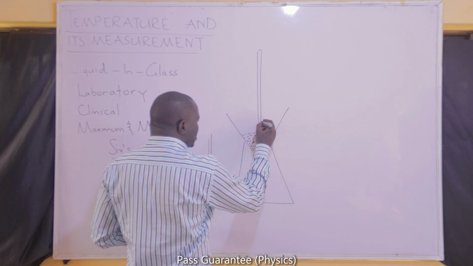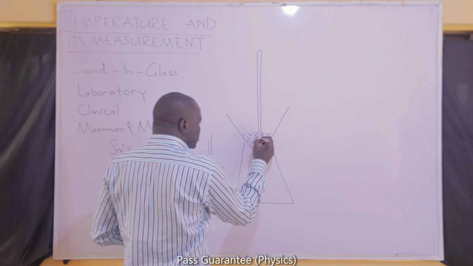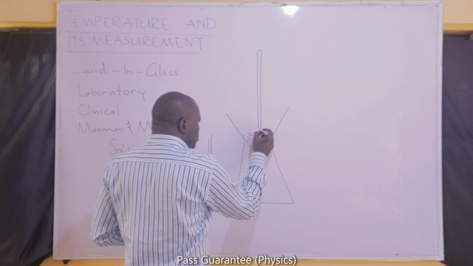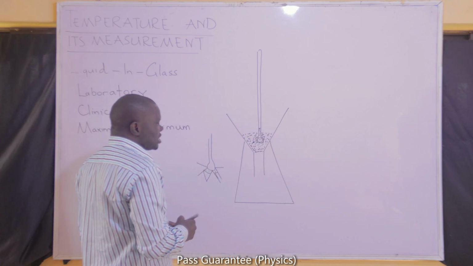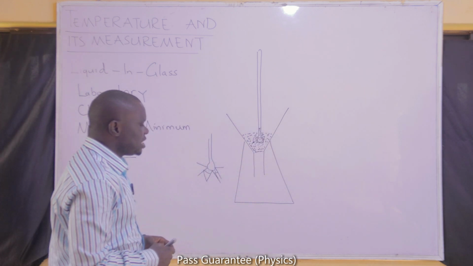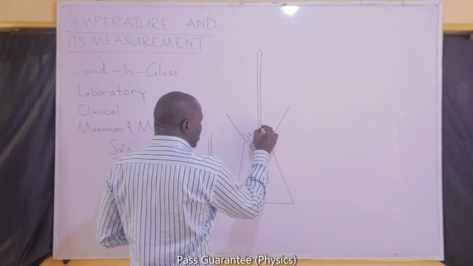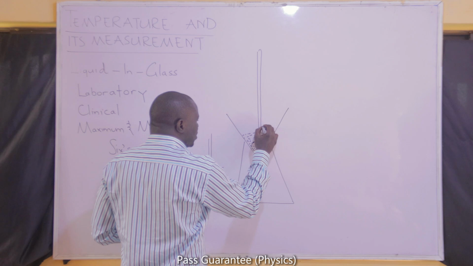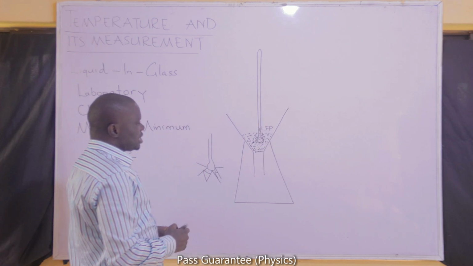So we expect the mercury inside our new thermometer to contract until it gets to a particular point. Once it contracts and stays at a point steady, then we mark that point with any sharp material. Don't break the glass anyway. I will call that the lower fixed point of our thermometer.